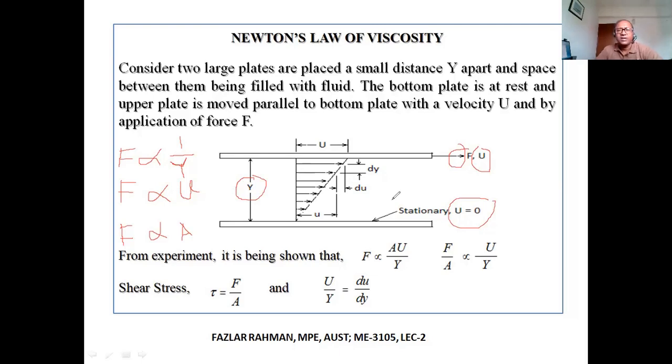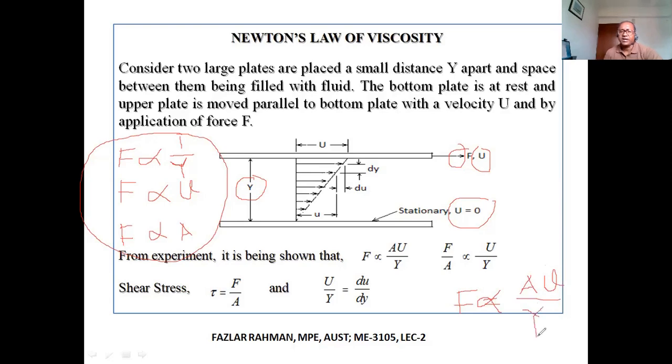fluid. Then he took different plates, different heights, different fluids and tried to figure out the characteristic of this force. So you see, we found these three variations of force. The force depends on these three parameters. So I can express this in one equation. I can say F is, I'm sorry, not equal to, proportional to A U divided by Y.